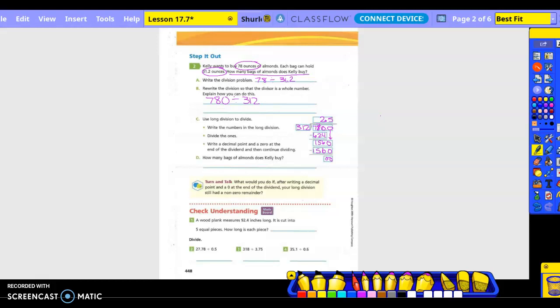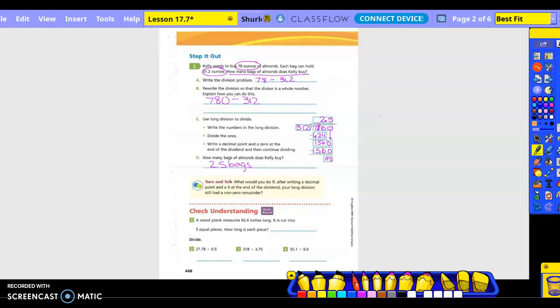Nope. So how many bags of almonds does Kelly buy? 2.5 bags. But technically, are they going to give her 2.5 bags? No. So she would technically have to buy 3 in order to cover it all. But we're going to just put 2.5 because that's what they asked for. So, all right, check understanding.